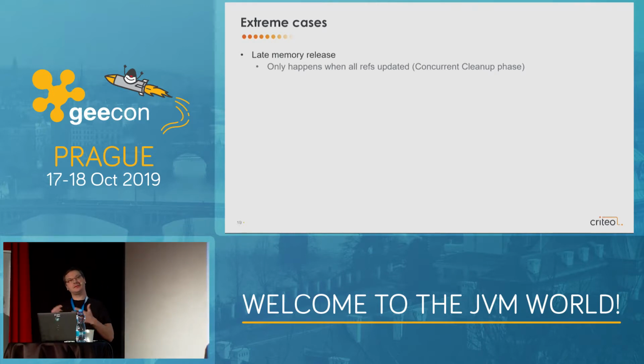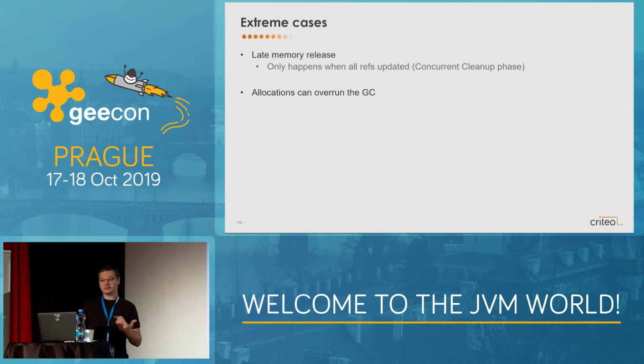But if we need to evacuate some objects, we need to evacuate them, update the references, and then we can release the region. During this time, the allocation thread can overrun the GC, and we can end up in a situation where we have an out-of-memory error. So there are some failure modes in Shenandoah.